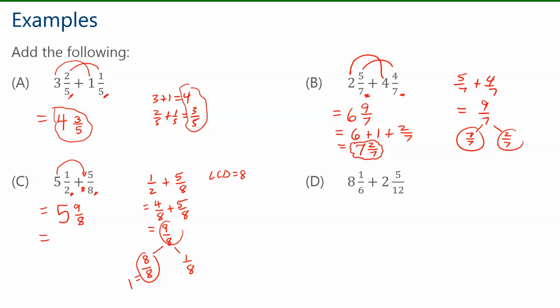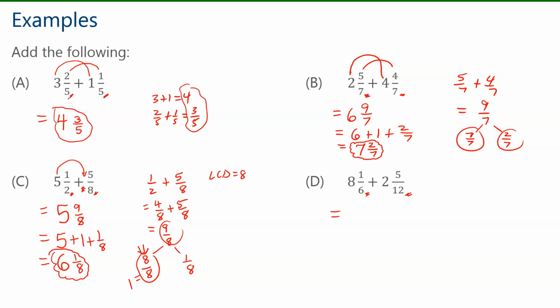So I can say now that 5 and 9/8, that's the same thing as 5, plus that new whole that we've created from the 8 over 8, and we have another 1/8. So in total, 6 wholes are created, and we're left with 1/8 of another. 6 and 1/8.